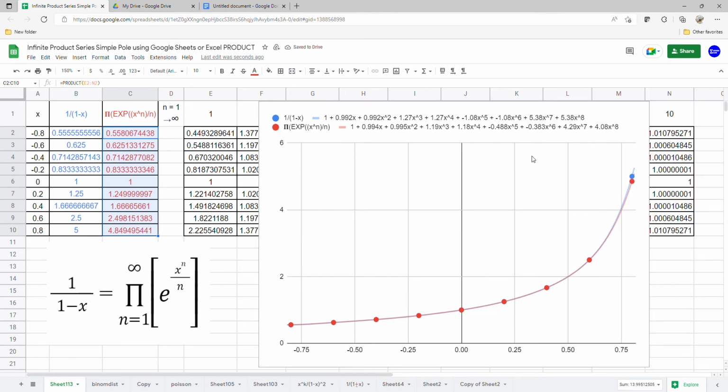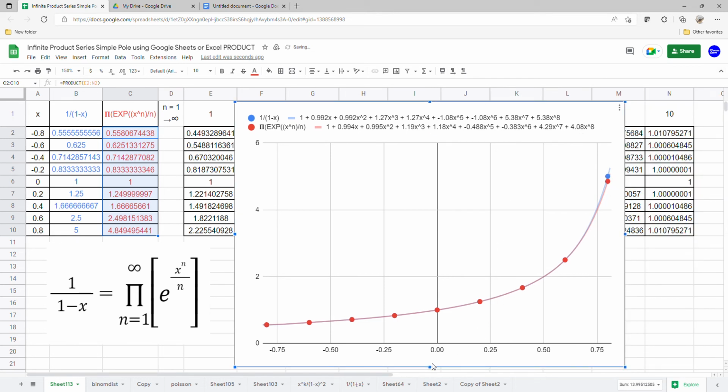So let's compare our expansion with the function. So they're almost the same. There's an error, but they're almost the same. They're perfectly same here, but there's already an error.